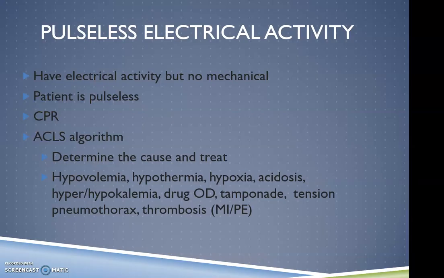So the patient needs CPR, and according to our ACLS algorithm, we need to figure out the cause and treat the cause. Once we treat the cause, we usually can get mechanical activity to happen with the electrical. It could be hypovolemia, hypothermia, hypoxia, acidosis, metabolic acidosis, hyper or hypokalemia, a drug overdose, cardiac tamponade, tension pneumo, or an MI or PE.